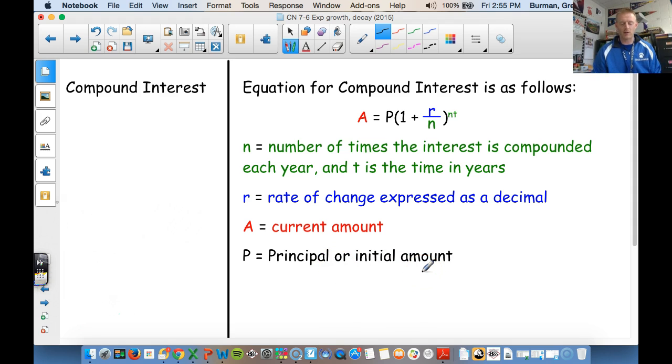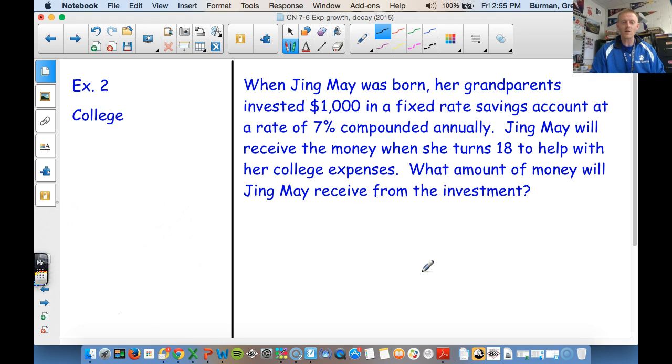So that information you're going to need to have written down someplace handy for you, because that is a formula that we're going to use for our next problem. So we have Jing Mei, and she's got a nice set of grandparents. They invested $1,000 into her. So again, we're going to use that formula.